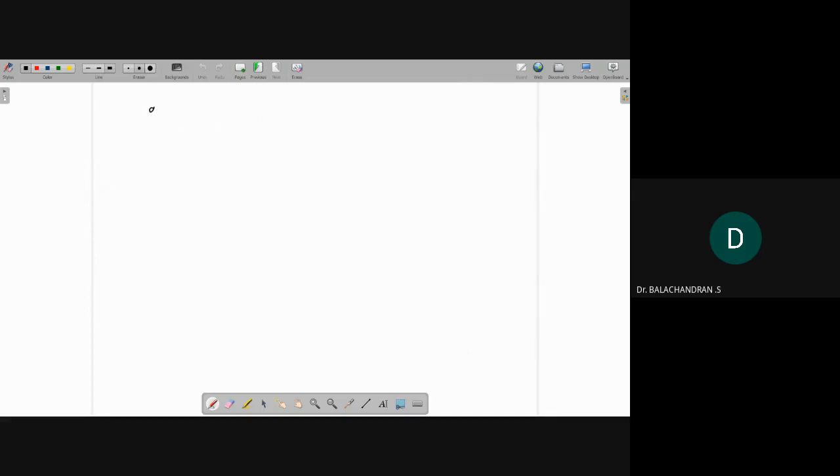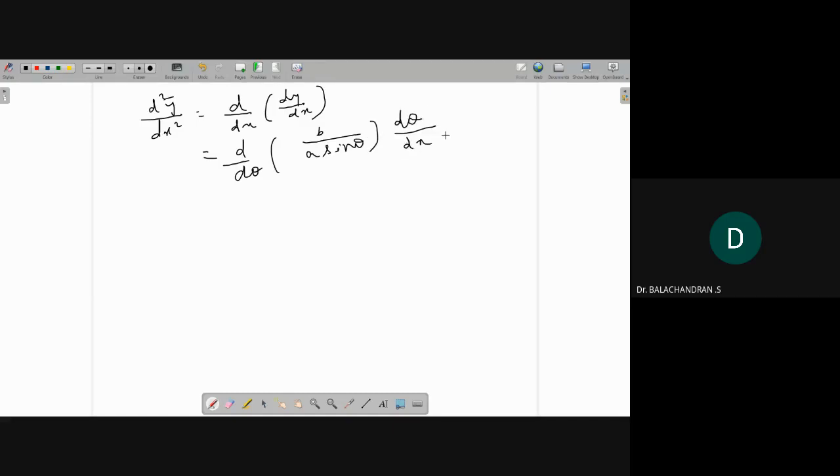Next, the second derivative, d square y by dx square, which is equal to d by dx of dy by dx, which is equal to d by d theta of dy by dx, b by a sin theta, into d theta by dx. If you differentiate this, you'll get minus b by a, b by a is constant, differentiate 1 by sin theta: minus 1 by sin square theta into the derivative of sin theta, you'll get cos theta, and then the reciprocal of dx by d theta. Reciprocal is what? 1 by a into secant theta into tan theta.